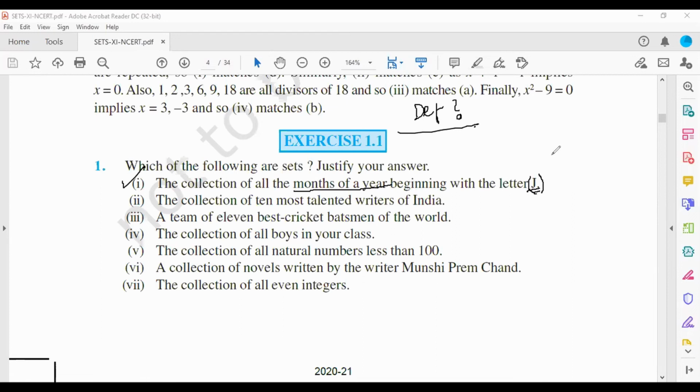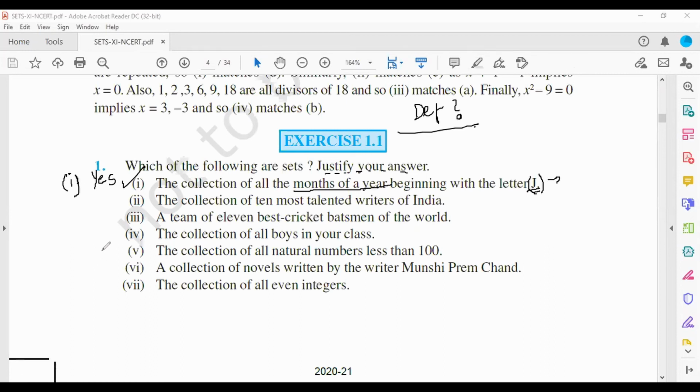So it is well defined, and yes, we can write it in the form of a set. So I'm just taking it. Which of the following are sets? Subdivision 1, yes, it is a set. Sir, justification. Justify your answer. You just have to say, yeah, we are able to name it, whether it is countable or not countable. We are able to immediately identify. So this is perfectly identifiable.